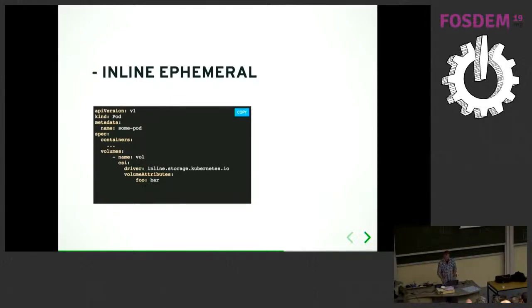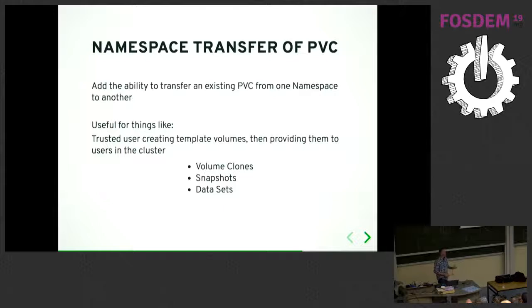So, all right. Now, these last two are ones that I'm working on, so I can actually talk in more detail about them. The first one is the ability to do a namespace transfer of a PVC. Currently, PVCs are namespaced, and PVs are not. So once you create a PVC and you put data on it, that's great, but it is relegated to that island, right? You can't take it out of that namespace. So what we'd like to do is add the ability to transfer an existing PVC into another namespace.